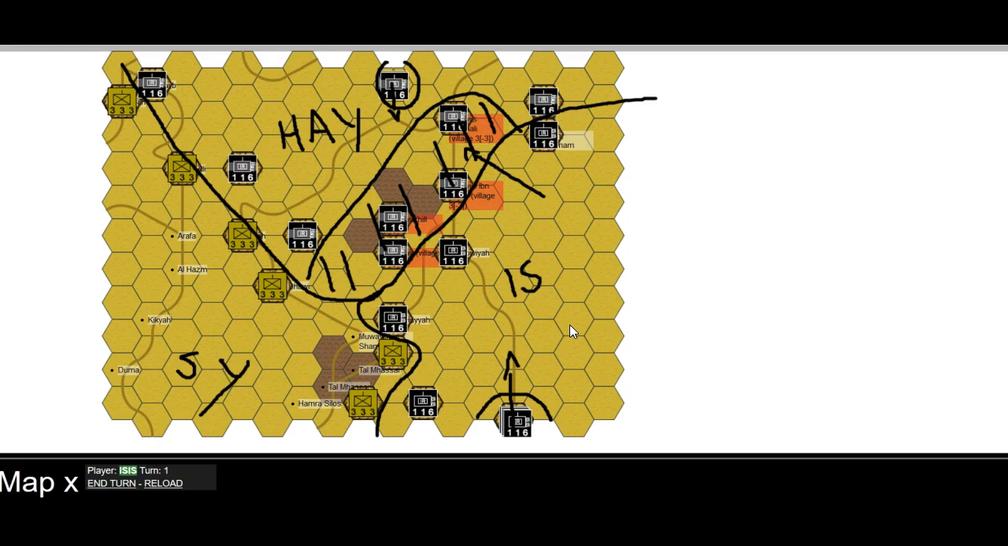So we're going to see how that works. I've been playing with these irregulars for a long time now, but in this scenario, for some reason, it seems to be a little more apparent.